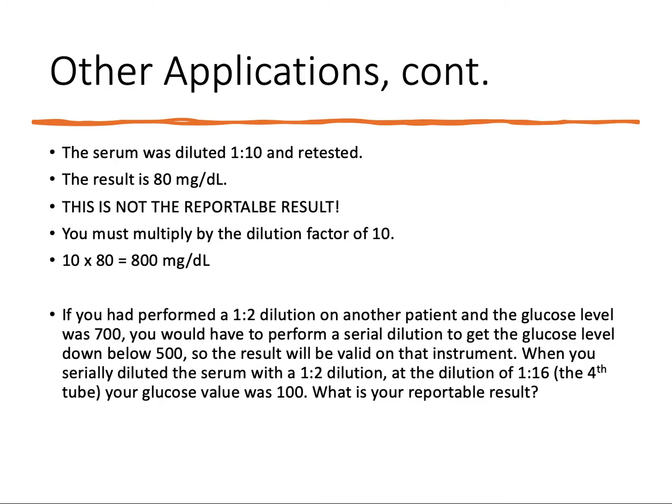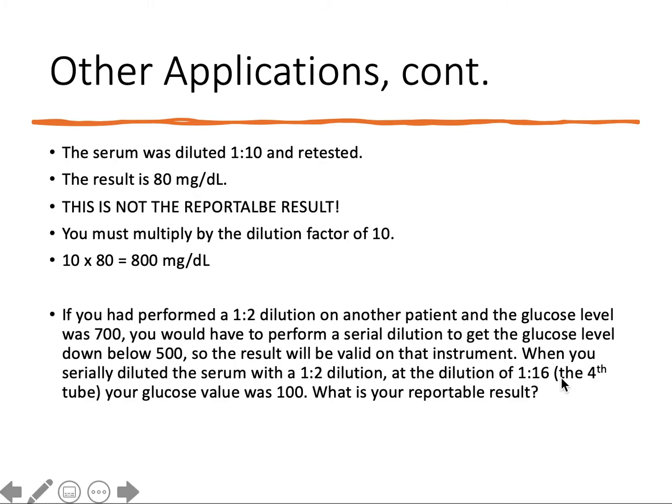So you'd have to do a serial dilution to get the glucose level down below the 500 that your analyzer can read accurately. So you'll do a 1 to 2 serial dilution, and at the dilution of 1 to 16, which is the fourth tube, your glucose value was 100, finally underneath 500. So if your dilution was 1 to 16, and at that 1 to 16 dilution your glucose value was 100, what is your reportable result?